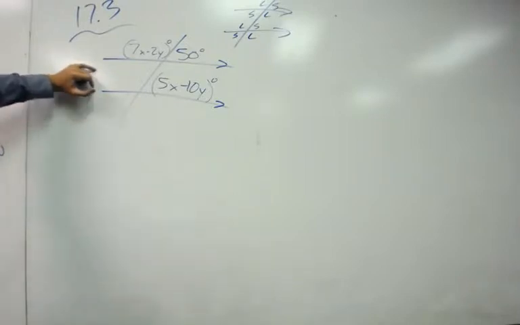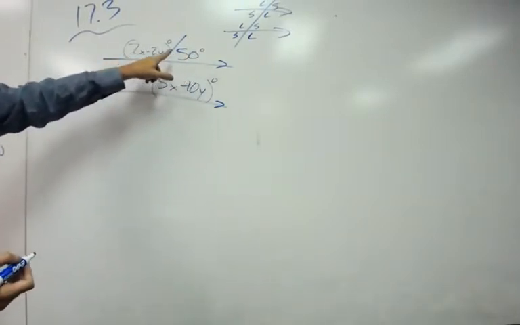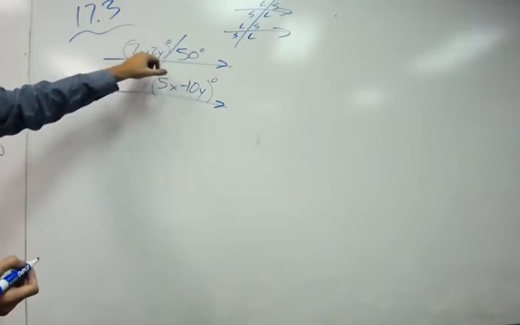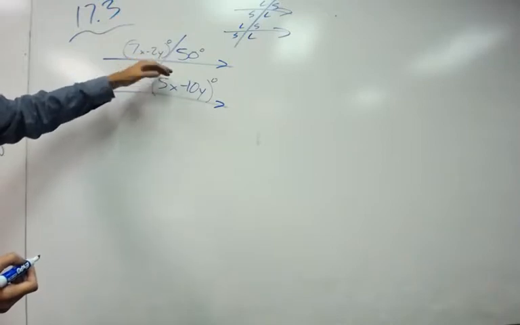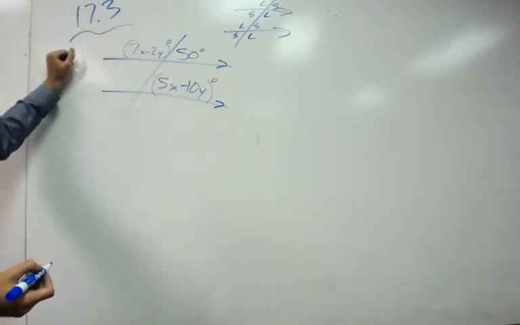So 50 is a small one. We always know that these add up to be 180 degrees. Well, if we tried to say 50 plus 7x minus 2y equals 180, that wouldn't work because that would be two variables of x and y. So we got to use these two.